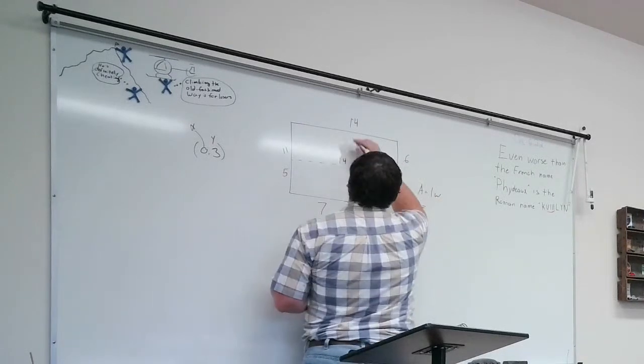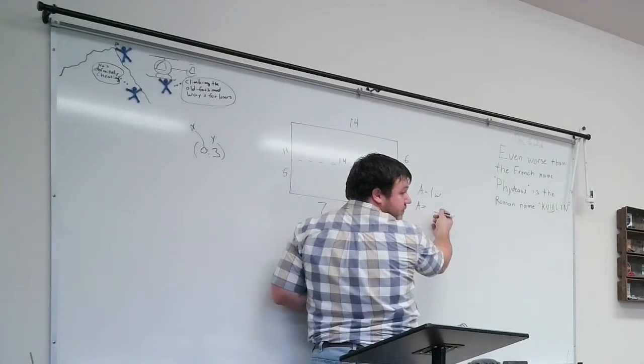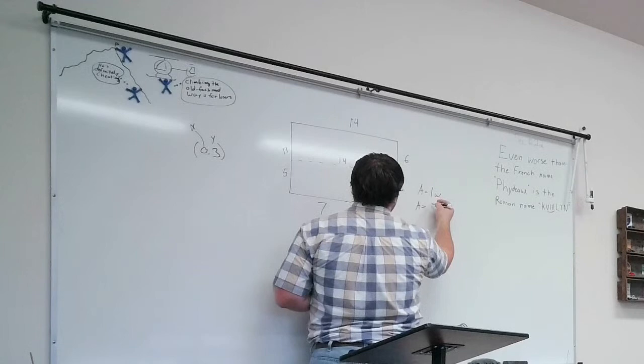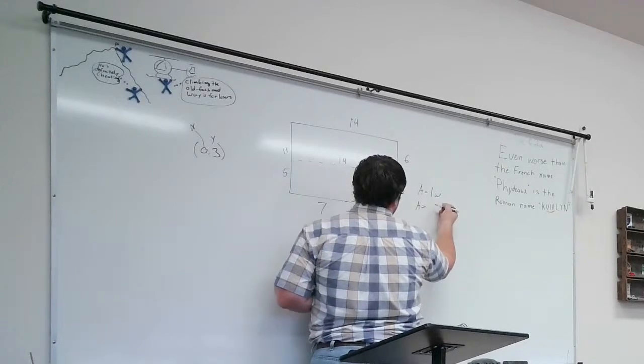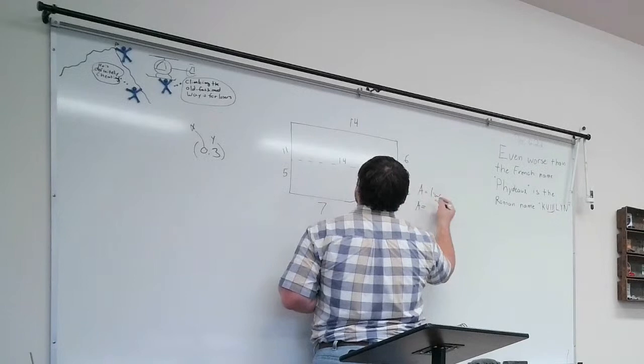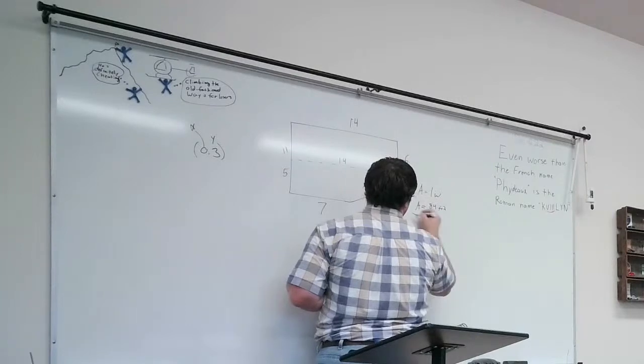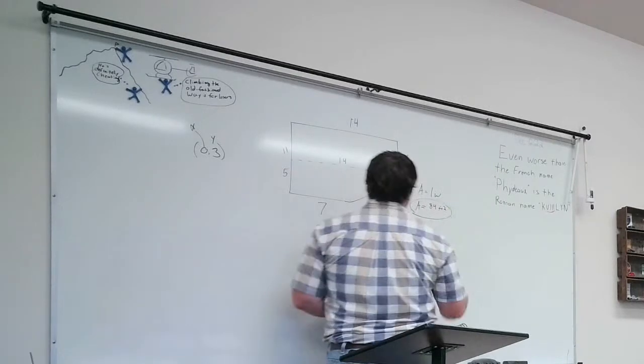Alright, so 14 times 6 is what? I have 48. 48? That'd be 7 times 12. No, 84. So what's 7 times 12? 84. You good with that 84? Alright. Yeah, 84. Perfect. So that's this.